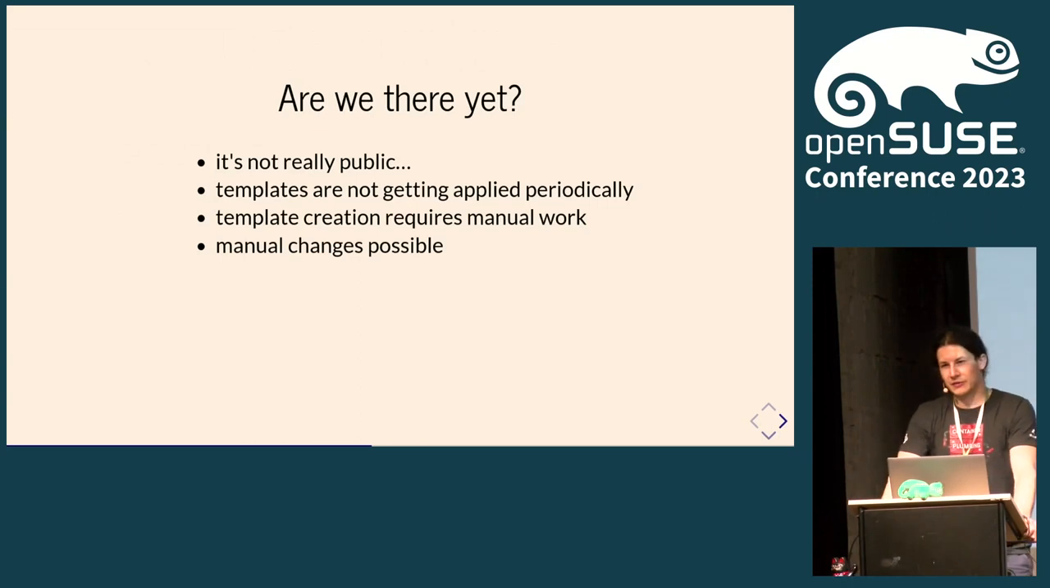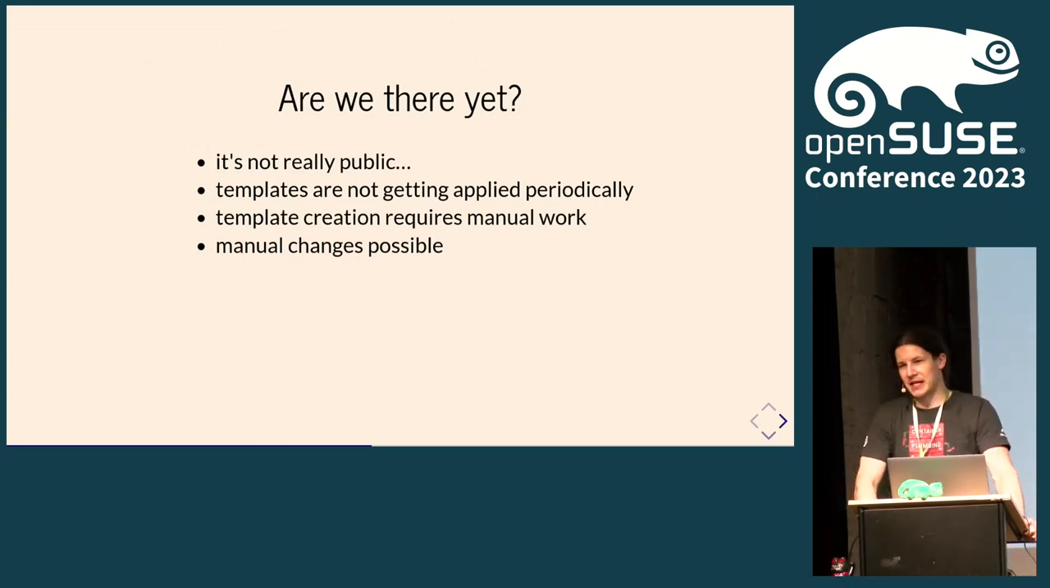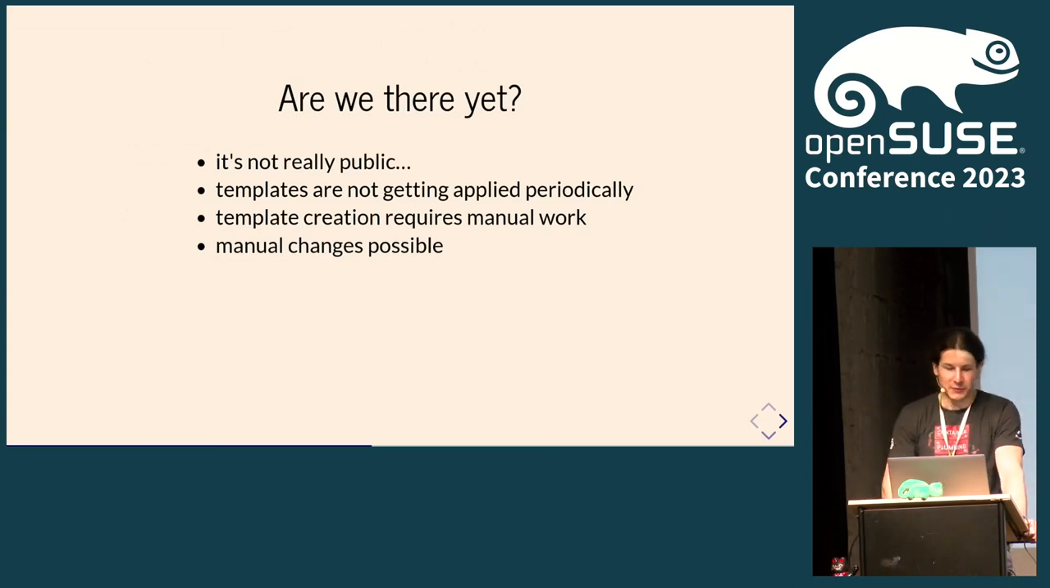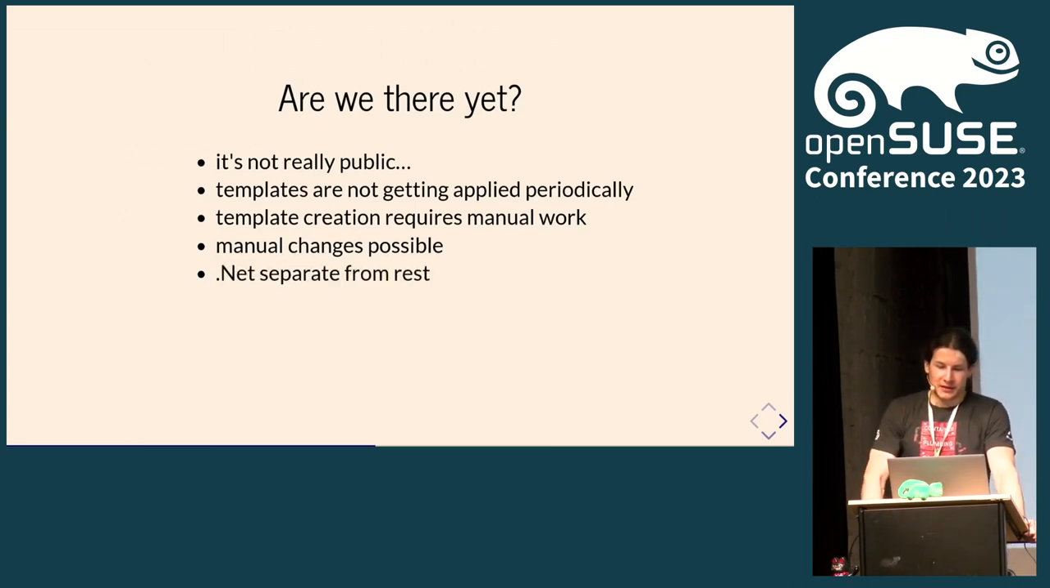And you could still do manual changes, which sometimes happened because people wouldn't read the documentation or just would commit directly and break things, and then you would apply the templates and overwrite the changes, and they'd get mad, and you'd get mad, and all kinds of problems would pop up. The .NET images were also created completely separately.